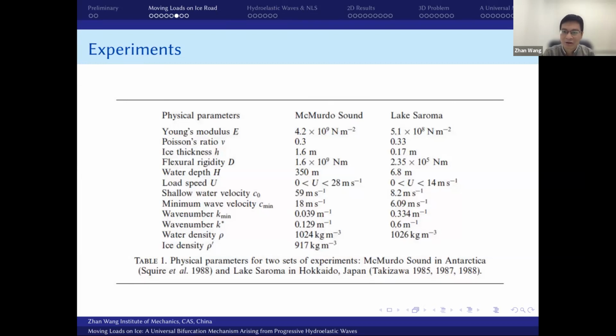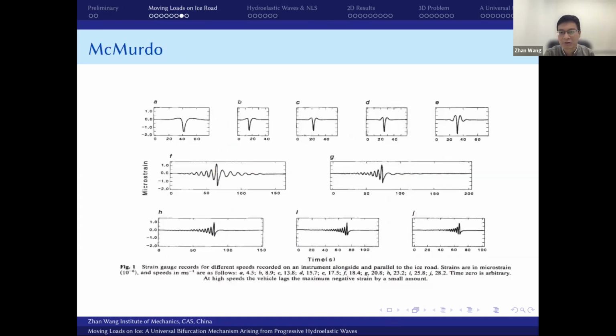And in Lake Solomon, the thickness of the ice is 0.17 meters, and the water depth is 6.8 meters, and the critical speed is 6.1 meters per second. So when the load moves close to the critical speed, the amplitude becomes very large. If it is away from the critical speed, the amplitude drops very quickly. So that's the phenomenon they observe.